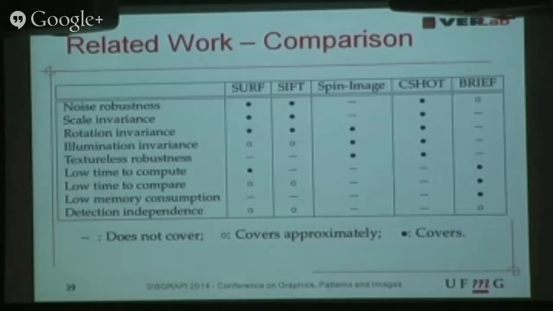Okay, so when you compare these descriptors with the characteristics that you want, you see this black dot means that it covers that characteristic. A little empty dot, a circle, says it covers approximately. This is just qualitative, right? There's nothing quantitative here. So just have an idea. And if you have a dash, it means it does not cover.